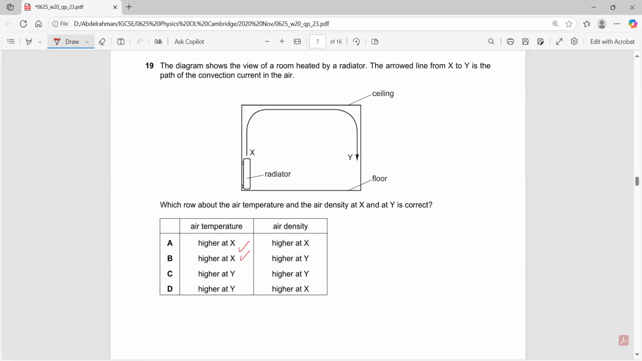Where would the air density be higher? Definitely not at x. Why? Because as you increase the temperature, the volume increases, and that's why it rises up. But then as it cools down, the temperature drops, so the density increases. It would be higher at y.